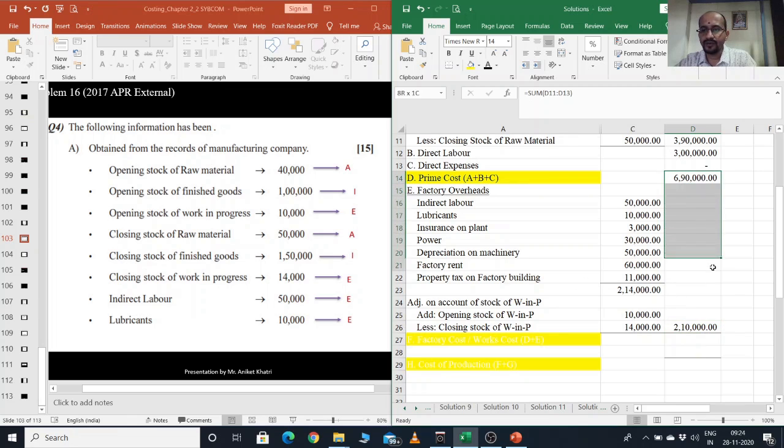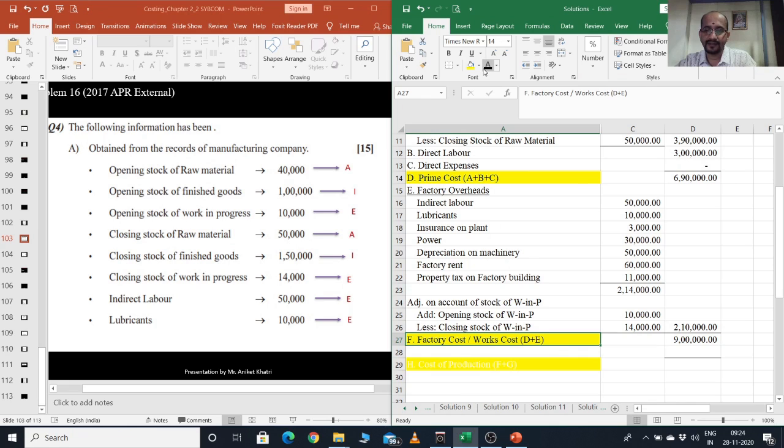Now do the total of this, that is 6,90,000 and 2,10,000. This is your factory cost or works cost, that is 9 lakhs.